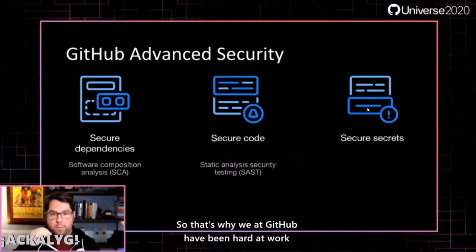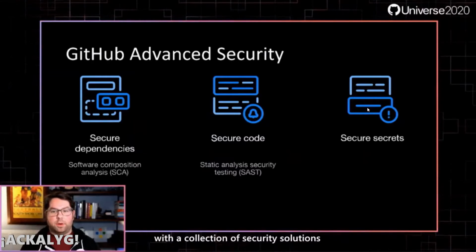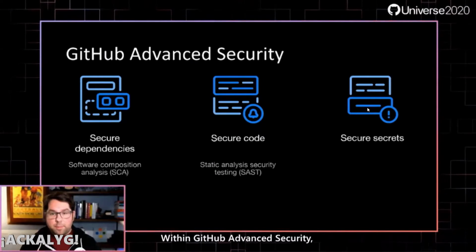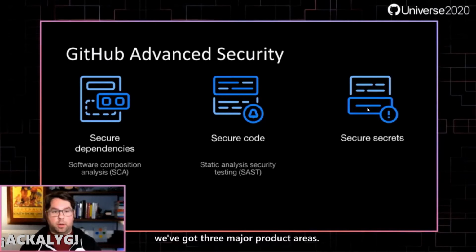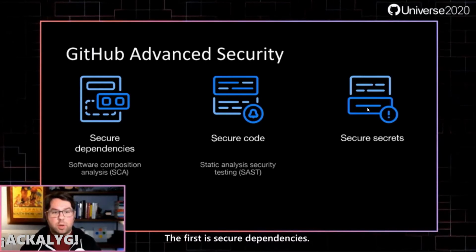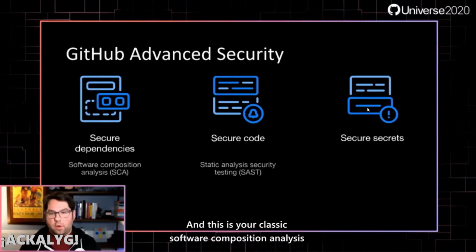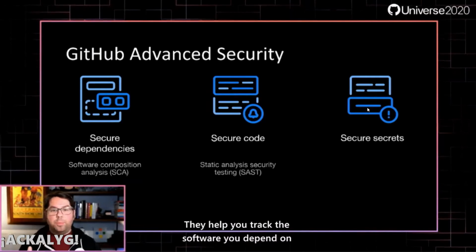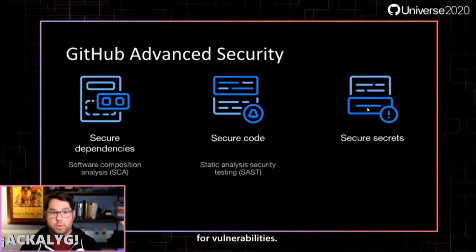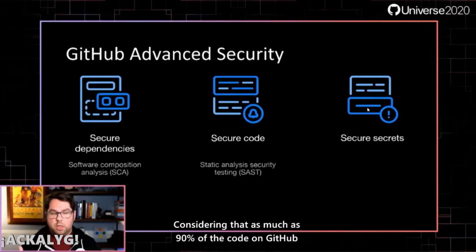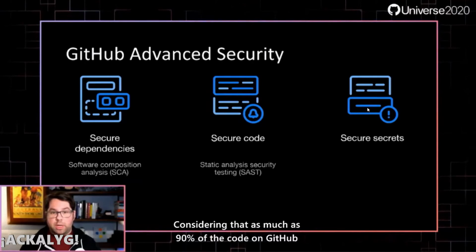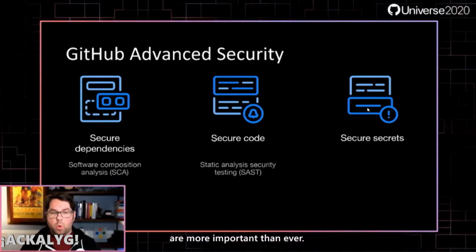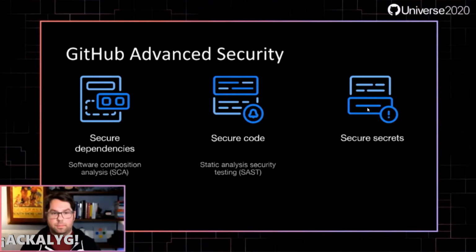So that's why we at GitHub have been hard at work with a collection of security solutions that we call GitHub Advanced Security. Within GitHub Advanced Security, we've got three major product areas. The first is secure dependencies. And this is your classic software composition analysis, or SCA, capabilities. They help you track the software you depend on for vulnerabilities. Considering that as much as 90% of the code on GitHub depends on open source, vulnerabilities in your supply chain are more important than ever.